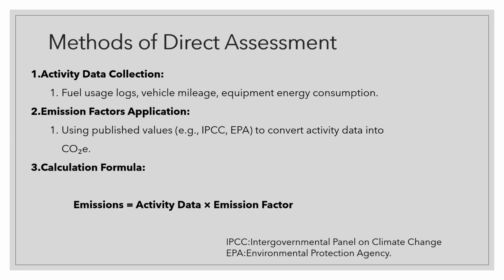First, activity data collection. What activities do they do? That data is collected. That is the first step. Examples are fuel usage logs, vehicle mileage, equipment energy consumption, etc. Then emission factor application, using published values to convert activity data into carbon dioxide equivalents. IPCC and EPA have published these values. Using that conversion factor, you calculate the carbon dioxide equivalent emission.